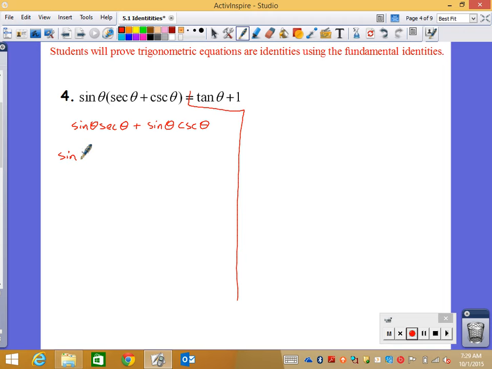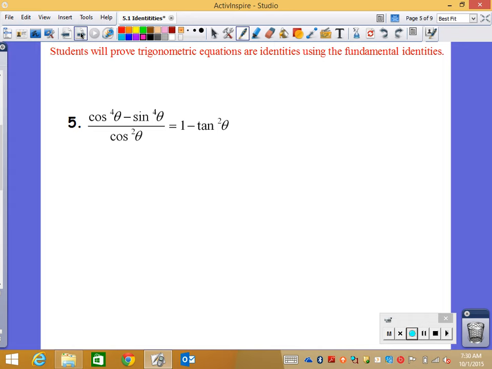So I have sine theta times, well, secant is 1 over cosine, plus sine theta times cosecant, which is 1 over sine. How about that? These cancel out. And my sine theta over cosine theta, well, that's just tangent theta. And then I'm left with just a plus 1. That's exactly what I wanted. Smiley face. So remember, the opposite thing happened here. I realized I had parentheses on the left, no parentheses on the right, so I had to not factor something out, I had to distribute something in.